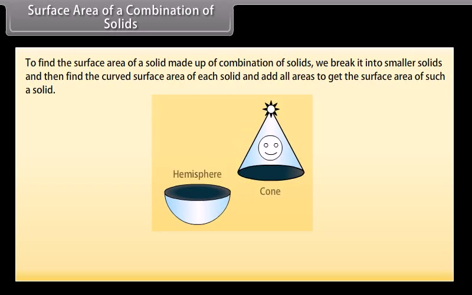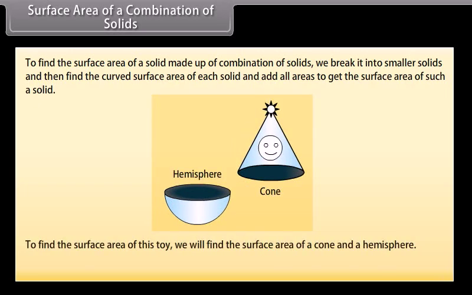This toy is a combination of a cone and a hemisphere. To find the surface area of this toy, we will find the surface area of a cone and a hemisphere. Or we can say that the total surface area of the toy will be equal to the curved surface area of hemisphere plus curved surface area of the cone. Let's solve some examples to find the surface area of combination of solids.